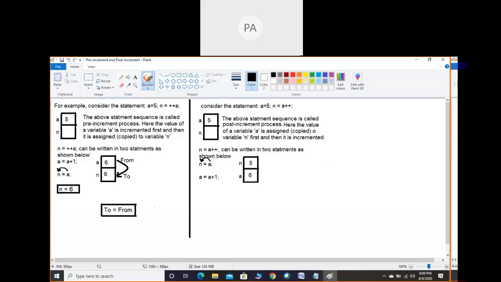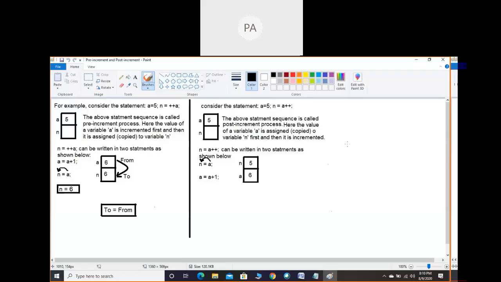So any doubts you can ask. Particularly for increment and decrement operators, from my side, at least 3-4 times you have to revise it. It's not so easy. Okay, sir, you can ask anything. I don't know. It's clear for me at least. Yeah, on the pre-increment, yeah, it's clear. Okay.